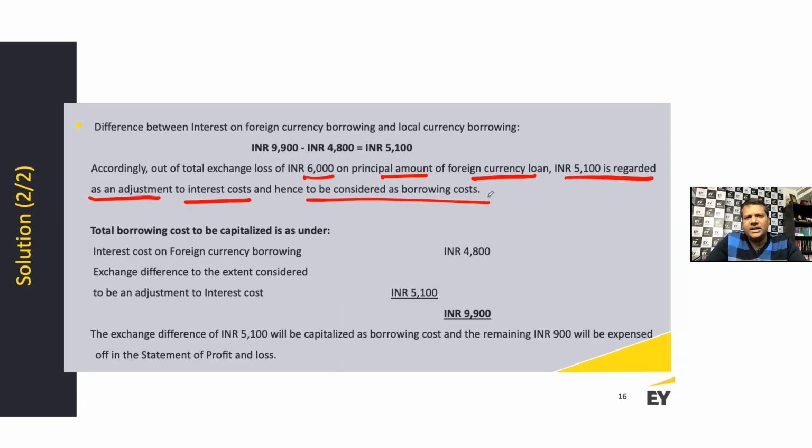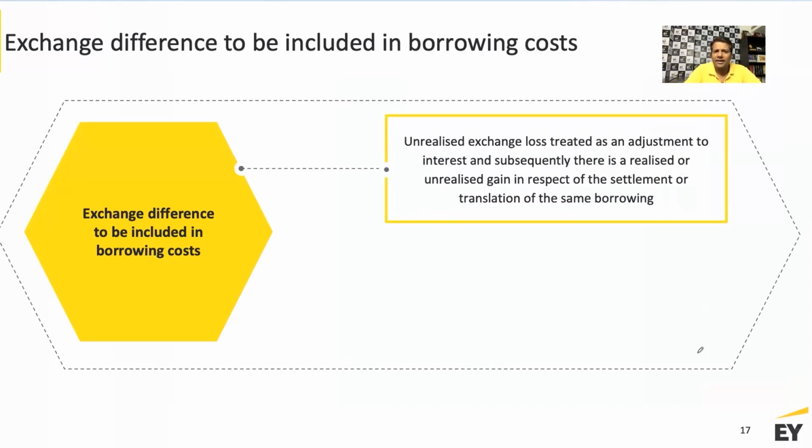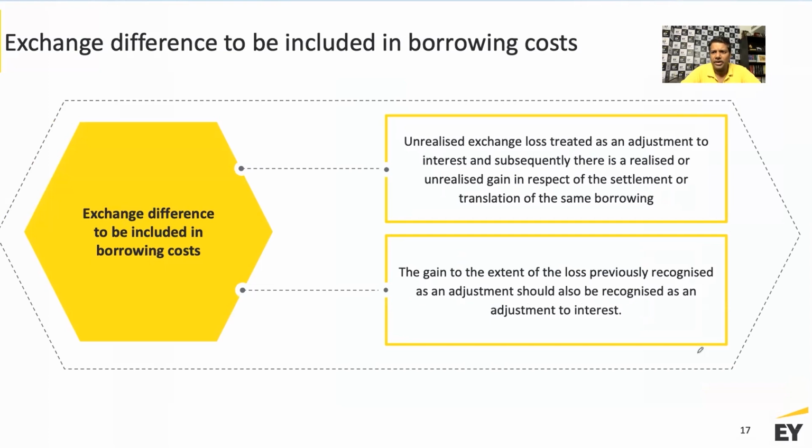So exchange differences to be included in borrowing cost are unrealized exchange loss treated as an adjustment to interest, and subsequently, if there is a realized or unrealized gain in respect of the settlement or translation of the same borrowing, the gain to the extent of loss previously recognized as an adjustment should also be recognized as an adjustment to interest. Let me explain to you.